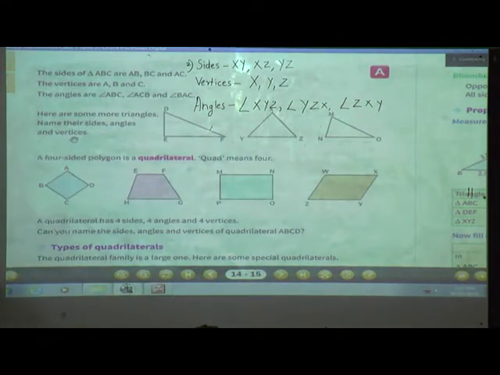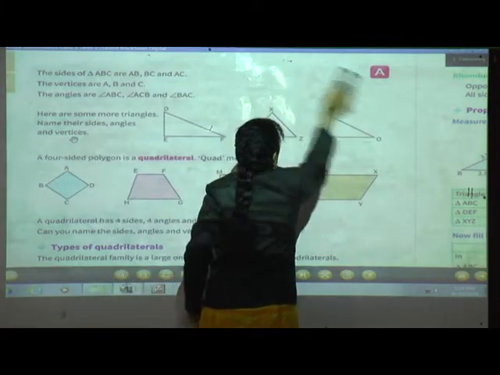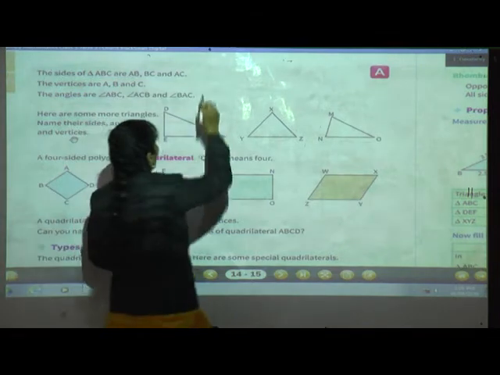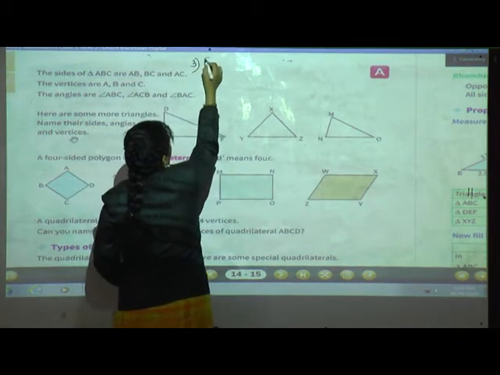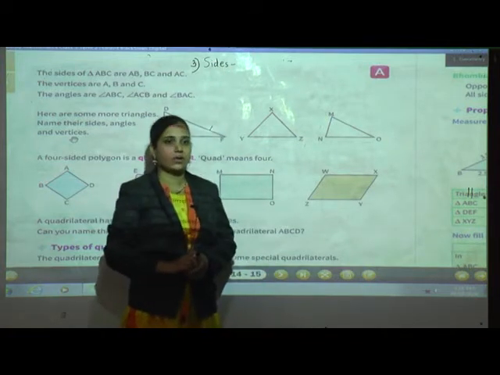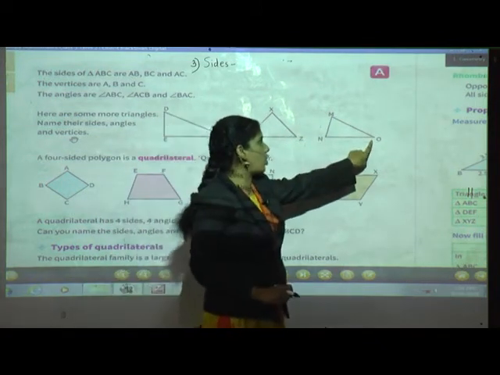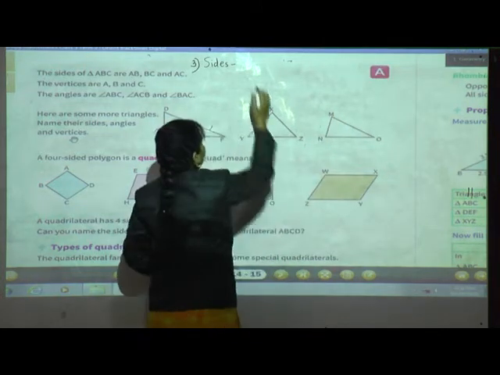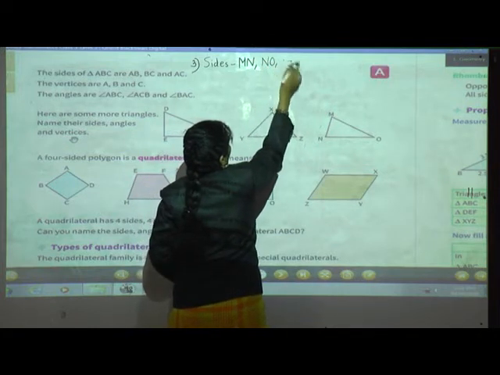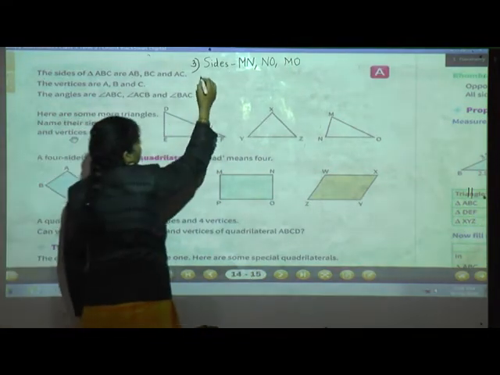Now in our third figure, here is a triangle MNO. So, sides of a triangle. Tell me, students. Very good. Side MN, side NO and side MO. Very good.